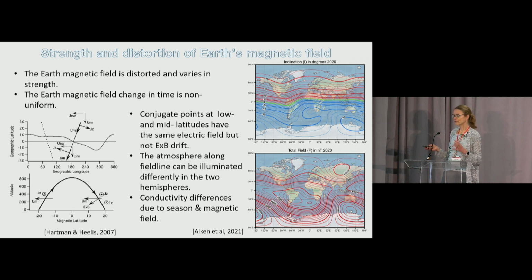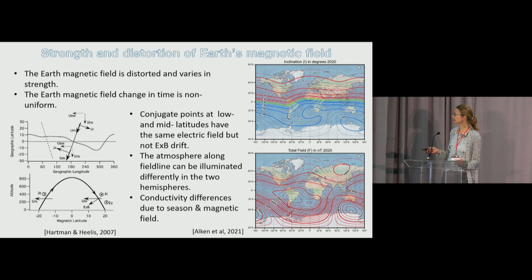For the electrodynamics, we often assume large spatial and temporal scales. And so the electric field at conjugate points is the same if you consider that. But if you now calculate, for example, the E-cross-B drift, the derivatives will be different. And since the magnetic field plays a role there, you will have different drifts in the two hemispheres.